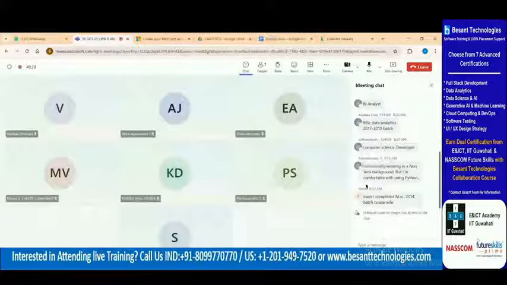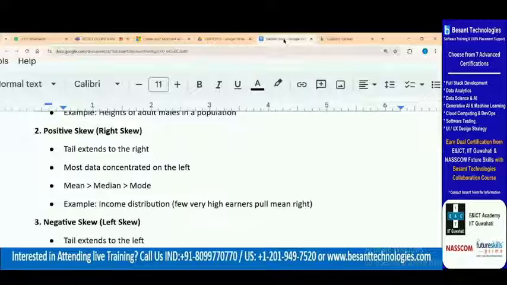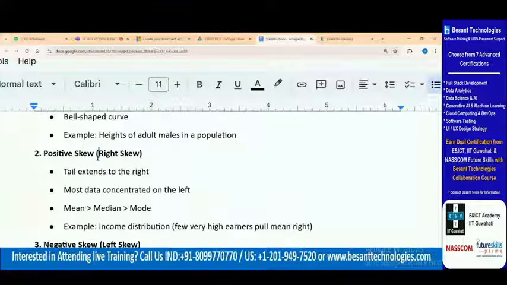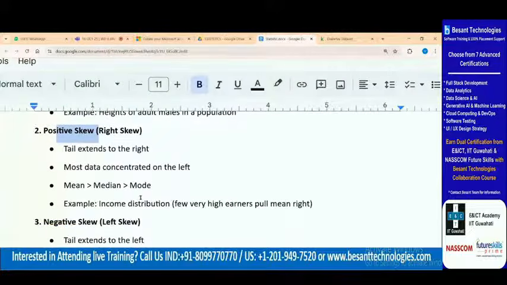Consider here nobody knows data science, so you people are called right skewed. If all know data science and you are much good with data science, that is called your left skewed. So based upon the graph only, it is said what is positive skew and what is negative skew.